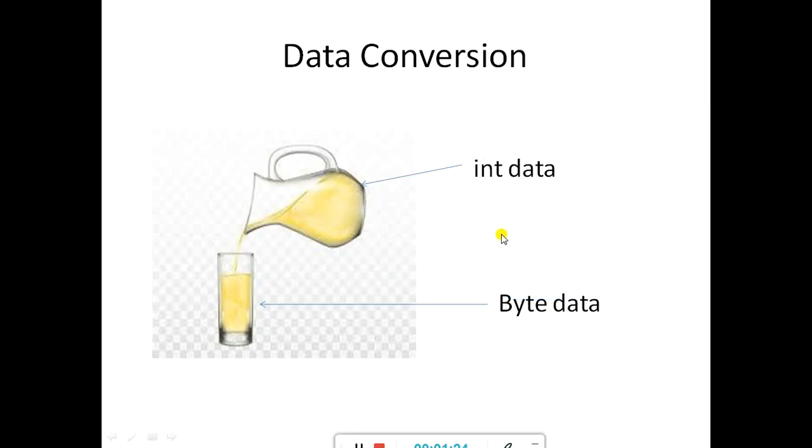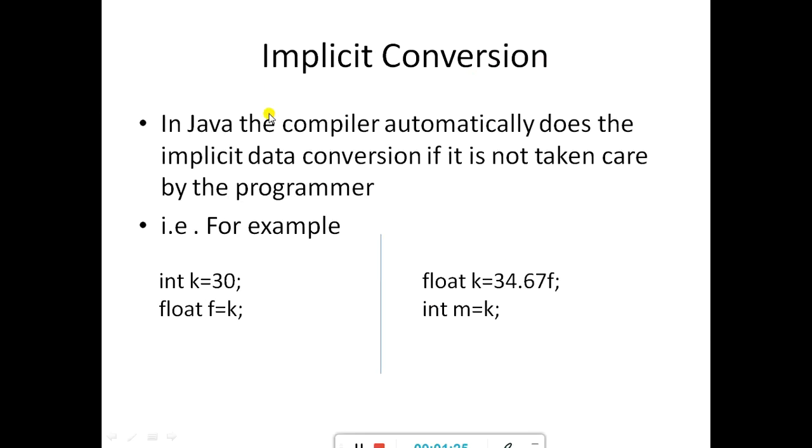So now let's see what is an implicit data conversion. Now in Java, the compiler automatically does the implicit data conversion if it is not taken care by the programmer. Okay, now what do you mean by this? Who's the compiler? Your javac. Okay, now what do you mean by this?